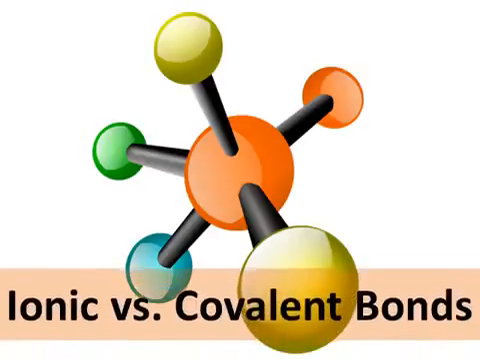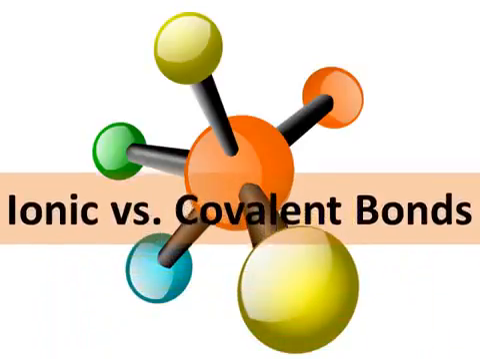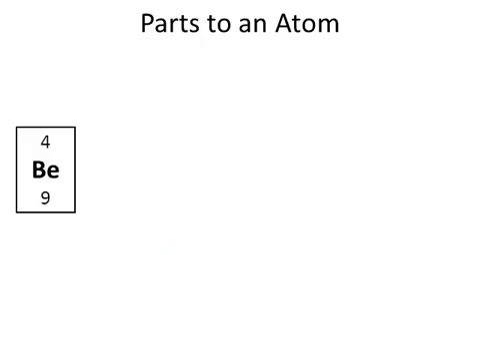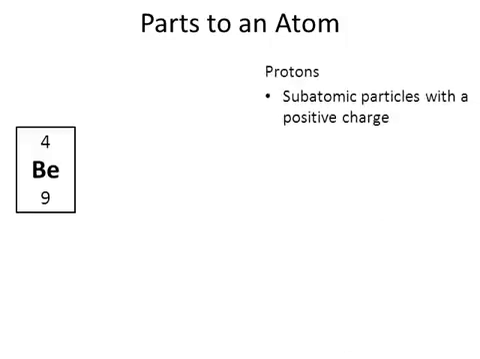Okay, let's talk about the basic differences between ionic and covalent bonds, two different ways in which atoms can connect to one another. Well, let's first look at the basic parts of an atom. Here's a square from the periodic table. Be is the element beryllium, and elements are made from atoms, and atoms have three basic parts.